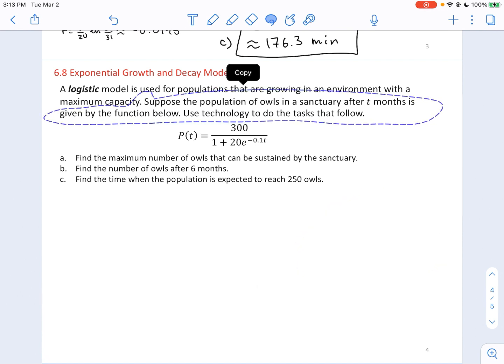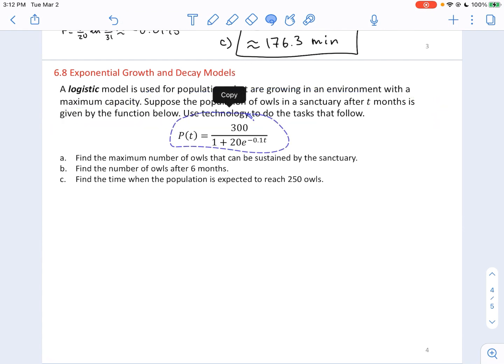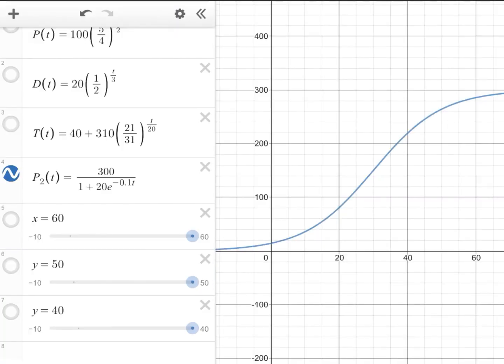Suppose the population of owls in a sanctuary after T months is given by the function below. Use technology to do the tasks that follow. This time, the model is given to us entirely. There's no r to discover, no P naughts to discover. So let's begin by just graphing this. Population at time T is equal to 300 over 1 plus 20 e to the negative 0.1 t. So you can see that shape we were just describing.